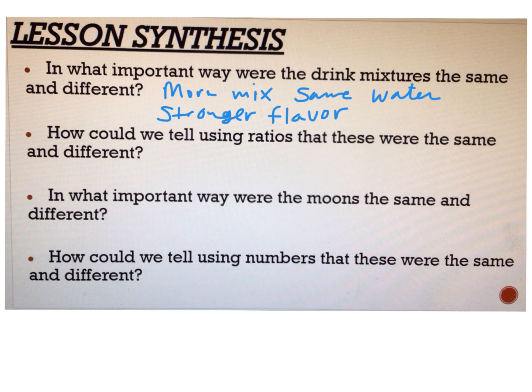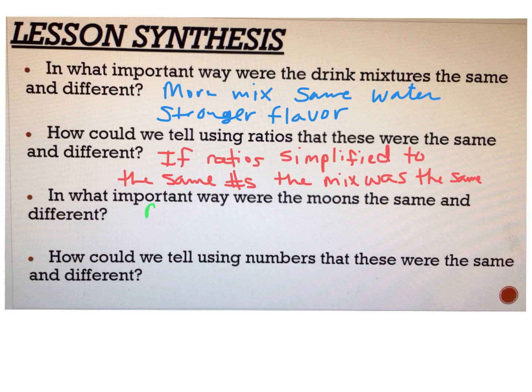Then we looked at the important ways that the moons were the same and different. And in this case, they were all moons, so that was the same about them. We knew that they were moons. And you might have noticed that the ratios were reciprocals of each other. But really we noticed that 3 of them were tall and skinny, and 1 of them was short and wide. So A, B, and C had a ratio of 3 over 2, and D had a ratio of 2 over 3.